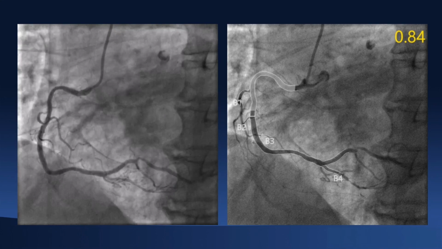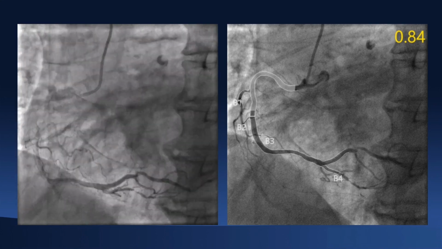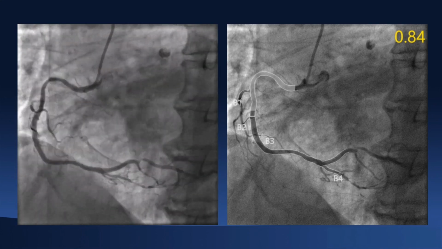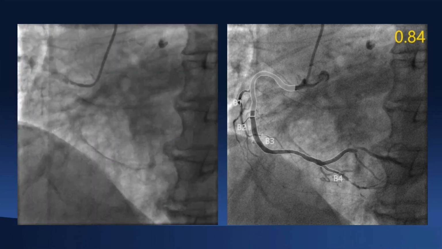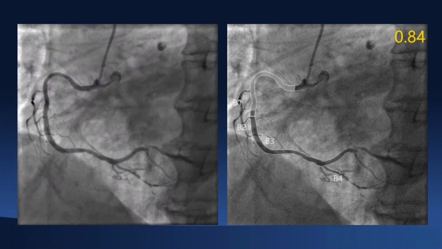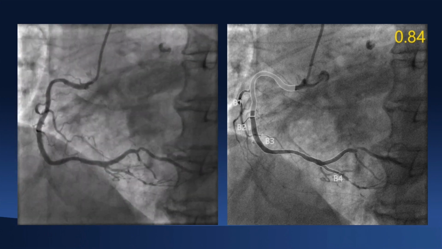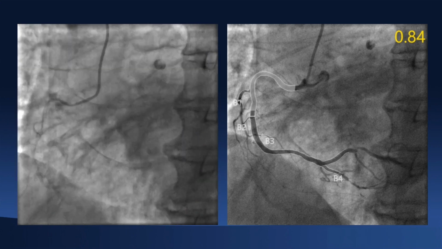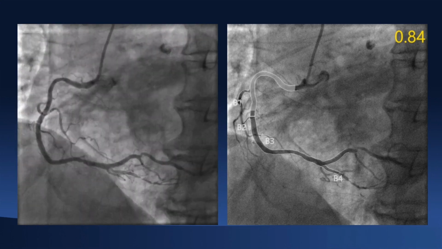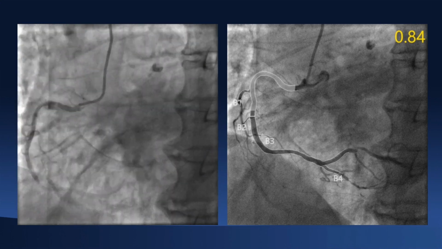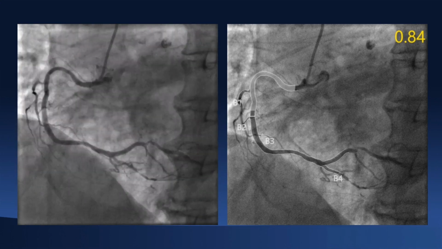And we can see that the patient is RCA dominant. So the RCA is very large and the circ is relatively small. And Dr. Dong already introduced the left coronary artery bifurcation with severe stenosis and with severe calcification.